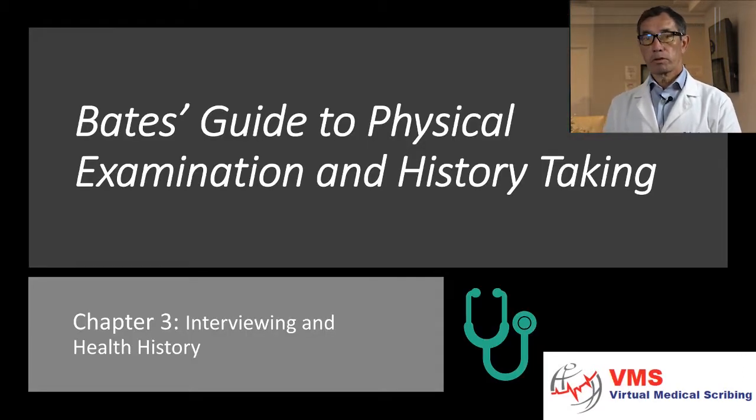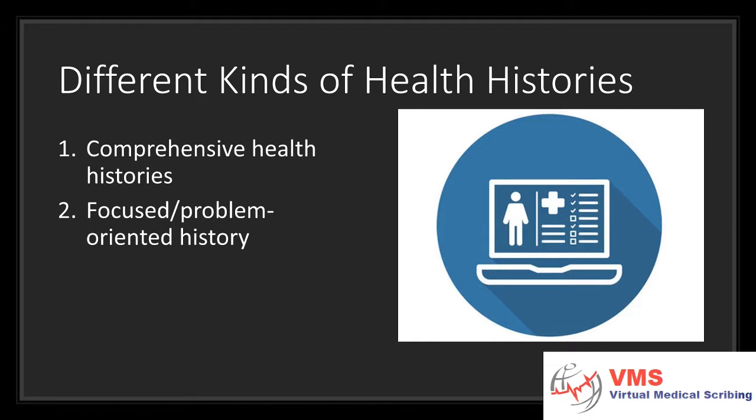Now we want to switch to the third chapter of Bates and talk about interview and health. So one of the things that we talk about is the different kinds of history. So there's comprehensive histories, which go into great detail, versus focused, like why are you here for one particular thing.